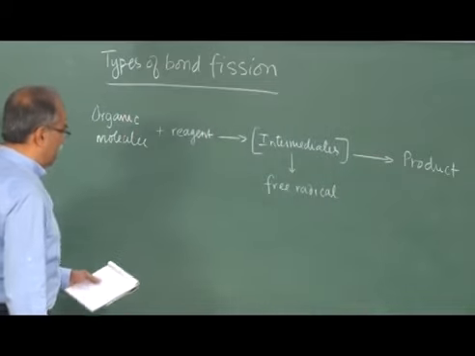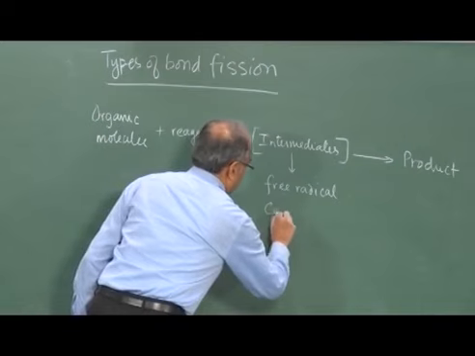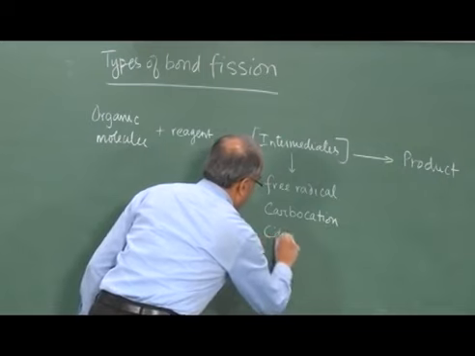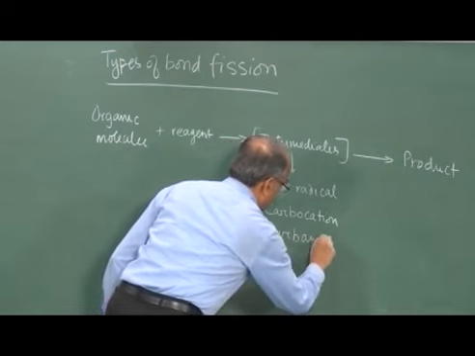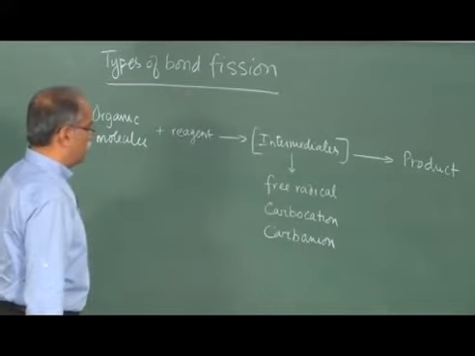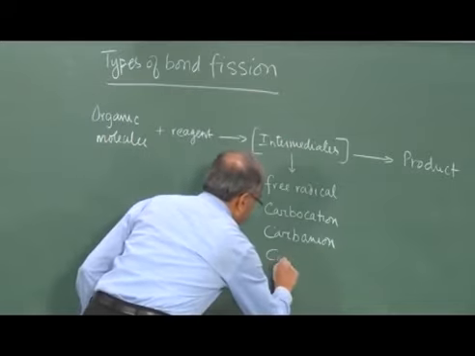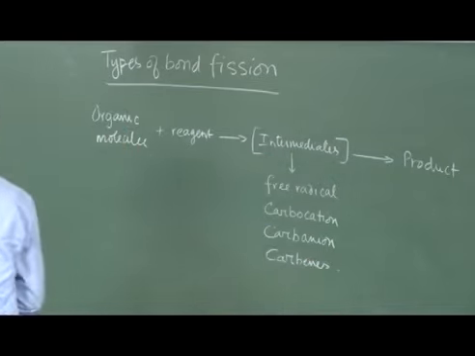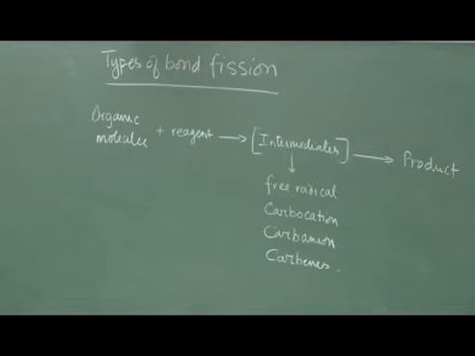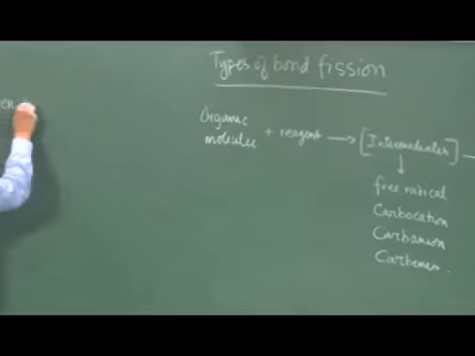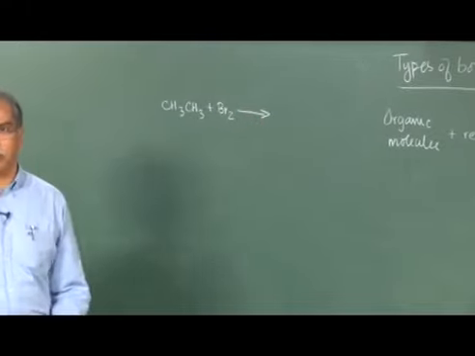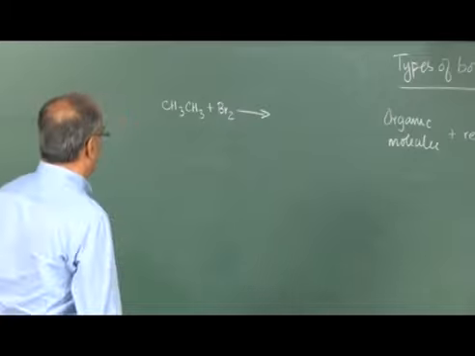So, one can have a free radical reaction, one can have a carbocation kind of reaction, one can have a carbanion kind of reaction as an intermediate. Finally, one can have carbenes as intermediates. Now, let us take the example of the free radical that we are talking about. Let us say, for example, I want to brominate ethane. Ethane is a saturated molecule, it is not an unsaturated molecule.